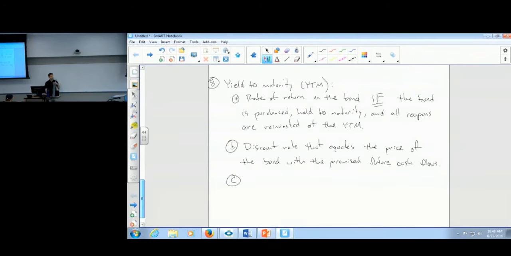Hey, I said three definitions. Really want to go with those two. The third one's more a characteristic of the yield to maturity, and that is the yield to maturity is expressed as an APR with appropriate compounding.